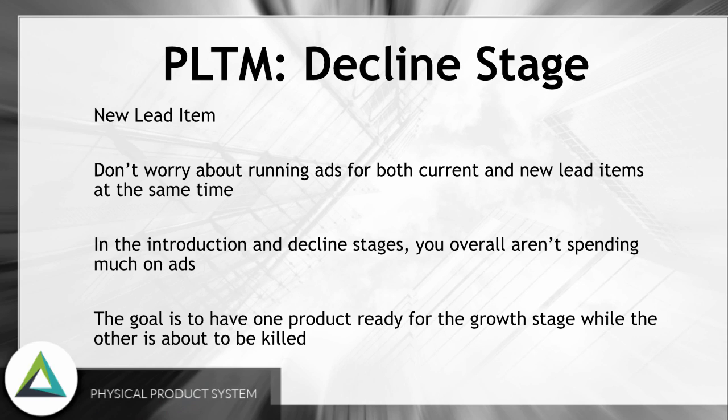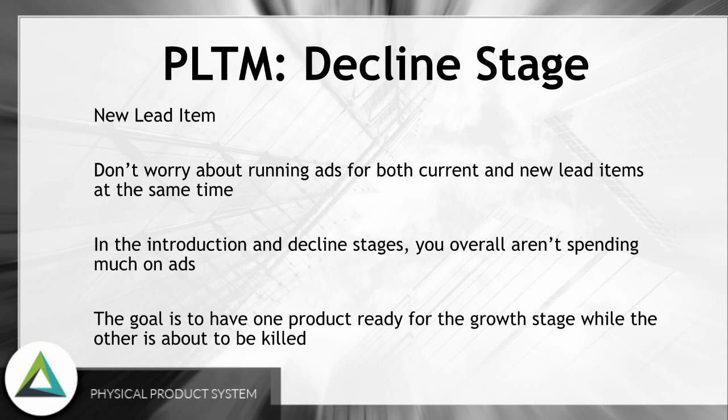The goal is to have one product ready for the growth stage as the other one is about to be killed. So you could still be spending in the decline stage a decent amount of money as you're killing off ad by ad. You might have one ad that's really doing very well. So our goal here is to just have one ad ready to really take off, or one product ready to really take off, while the other one is getting on its last leg. And in doing that, you will have constant revenue and constant profit into your store, especially if you get to be able to do this with more than one lead item down the road.